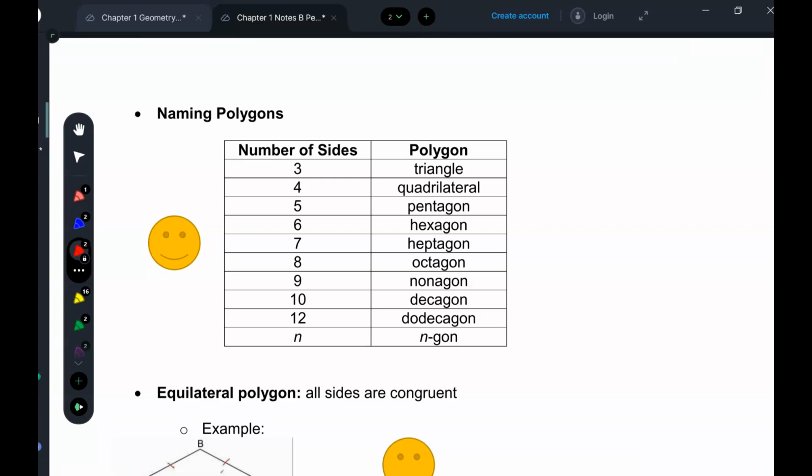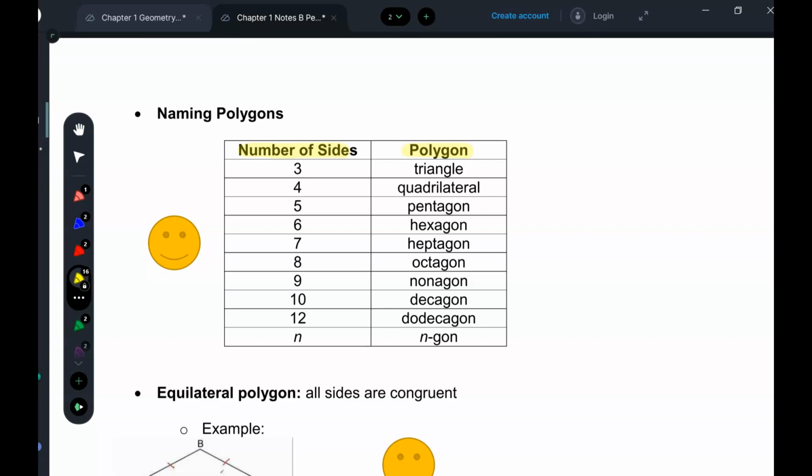Okay, naming polygons. We need to memorize the ones that are on here. Some of them hopefully are already familiar. 3 sides, triangle. For the definition, I would just write triangle, 3 sides. Quadrilateral. You could do one that has all of them, or you could do them all separate.